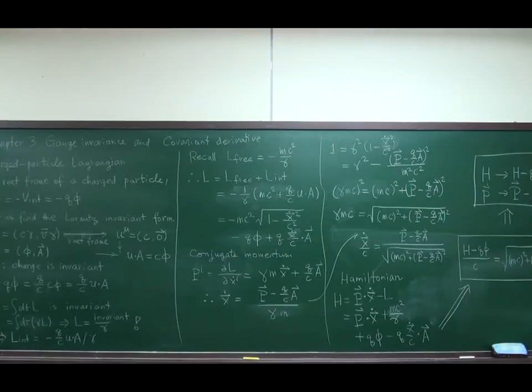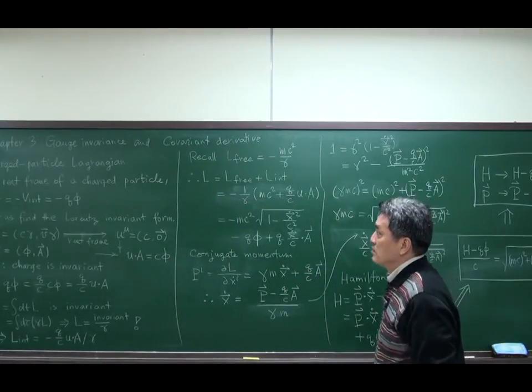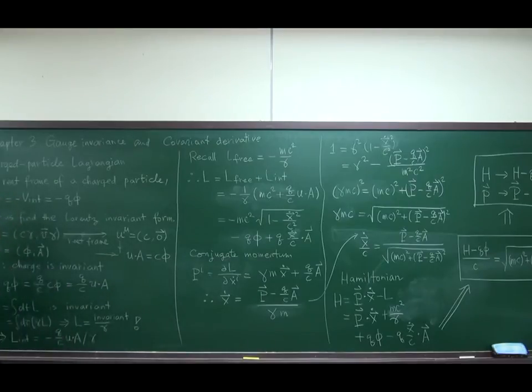Today we study chapter 3, gauge invariance and covariant derivative. To begin with, we study the charged particle Lagrangian and Hamiltonian in the relativistic formalism.